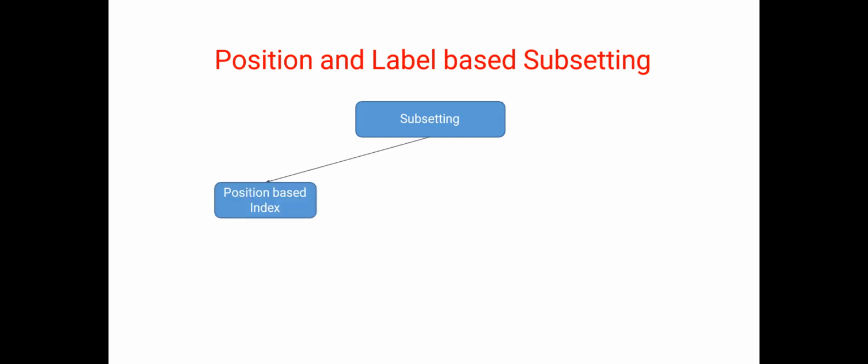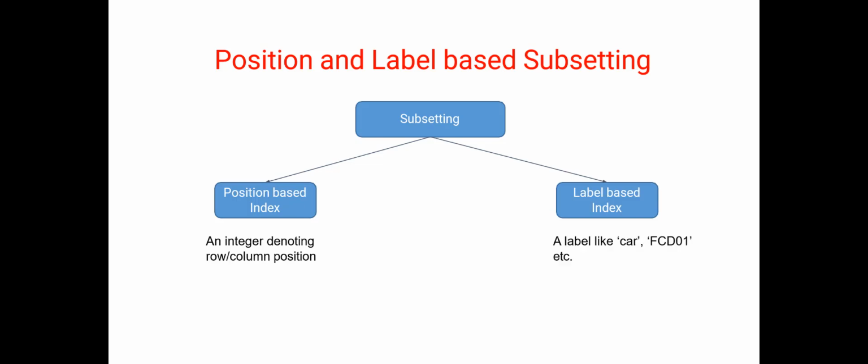Now, under subsetting itself, there are 2 types of indexing schemes in Pandas that are used to subset the data. The first one is the position-based and the second one is label-based. First, let's learn about the position-based index. As the name suggests, it consists of basically an integer denoting the row or column position. The next is the label-based index. Here we will have labels like FCD01 for rows and columns.